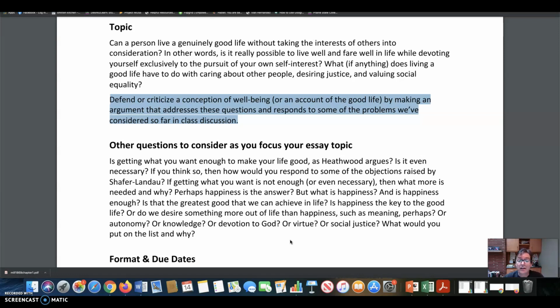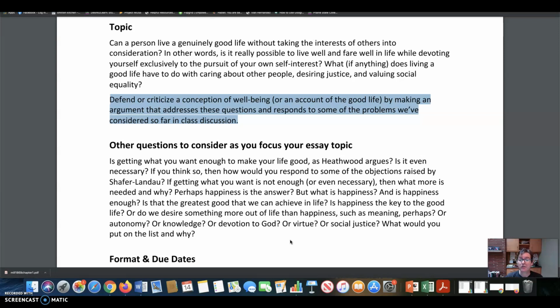Is it even necessary? Can I live a good life without getting what I want, without getting everything that I want? And even if I do get what I want in some sense, is that enough to make my life good? Is that sufficient? If you agree with Heathwood's argument, this is a way of focusing your essay topic on some of the readings.